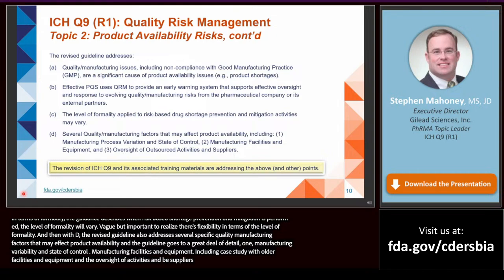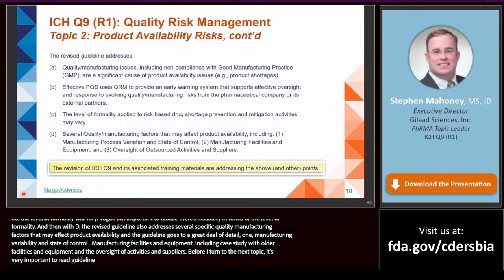Before I turn to the next topic, I want to reiterate what I said on the first one, meaning it's very important to read the guideline and the training material together. For this topic of product availability, the EWG created a great deal of content for the training, based in part on expert material provided by several external stakeholders.